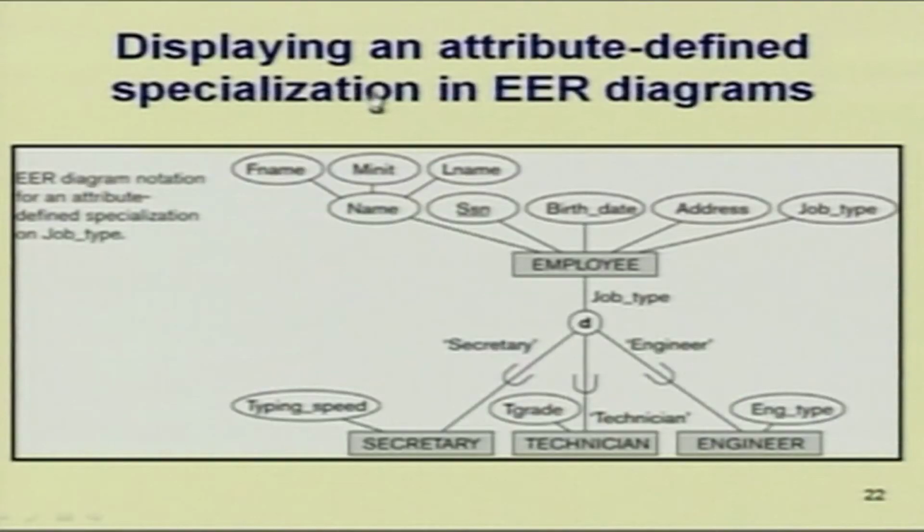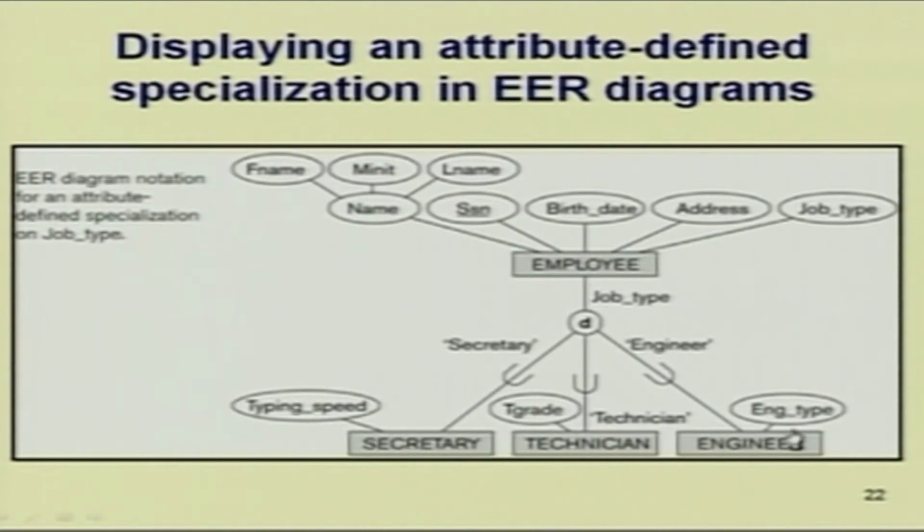So, this is an attribute defined specialization in the EER diagram. Here we have job type, this is the attribute. The value of this attribute of this employee determines what subclass he belongs to. So, actually here also you have the job type, and this job type decides that he is a secretary, a technician or an engineer.